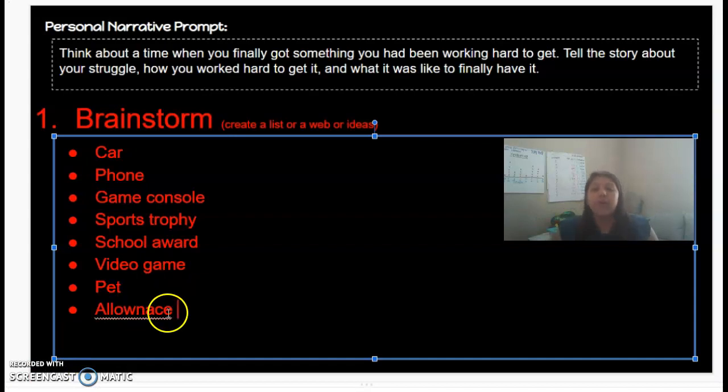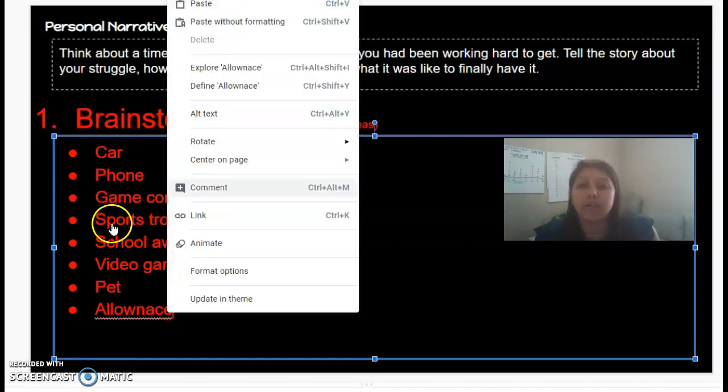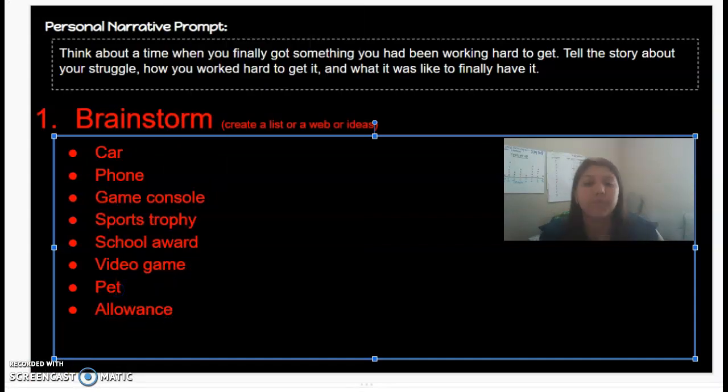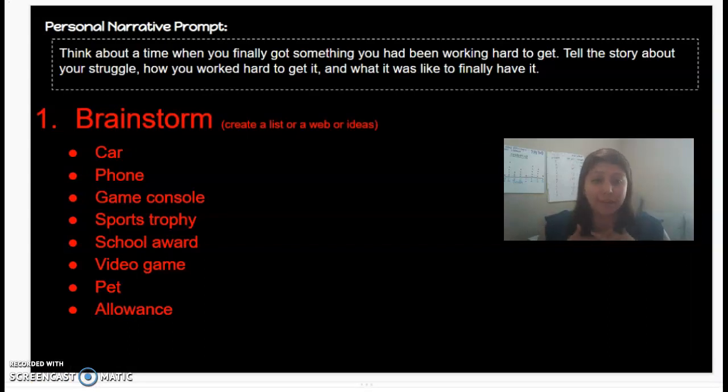So here I have my brainstorming process. Do you see how I listed bullet points? I didn't write a sentence. I wrote bullet points of ideas that I could write about. Now comes the challenging part, because I want to write about all of them. I'm going to pick one thing to write about. The topic that I'm going to pick is when I got my car, because that's a story that I can really elaborate in detail. So I'm going to go ahead and pick that one.